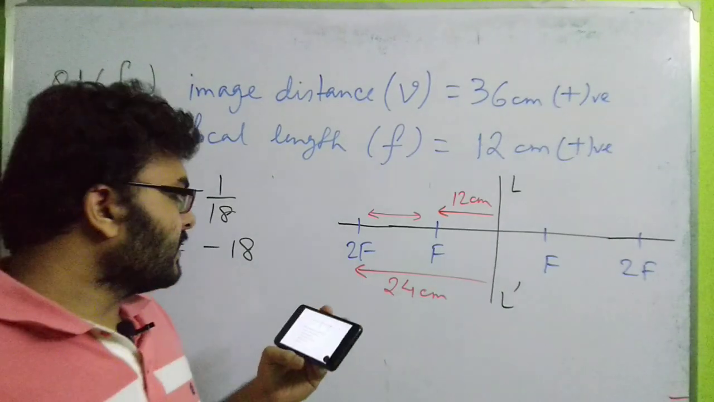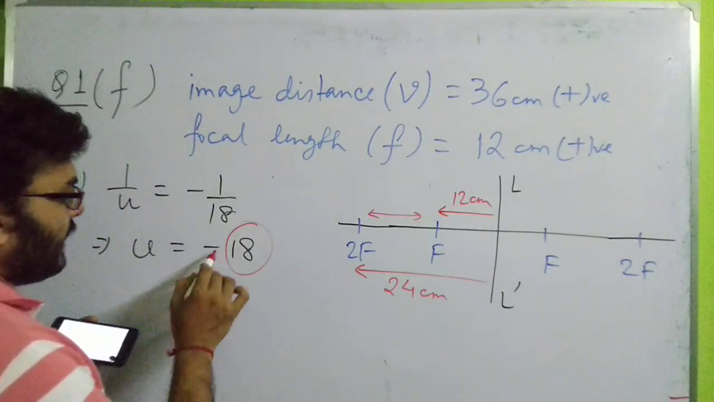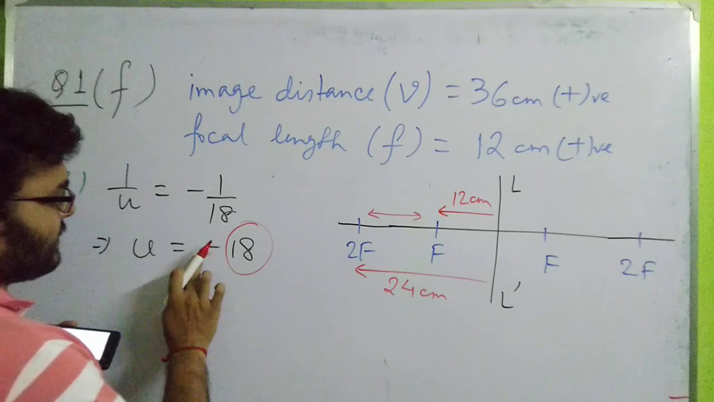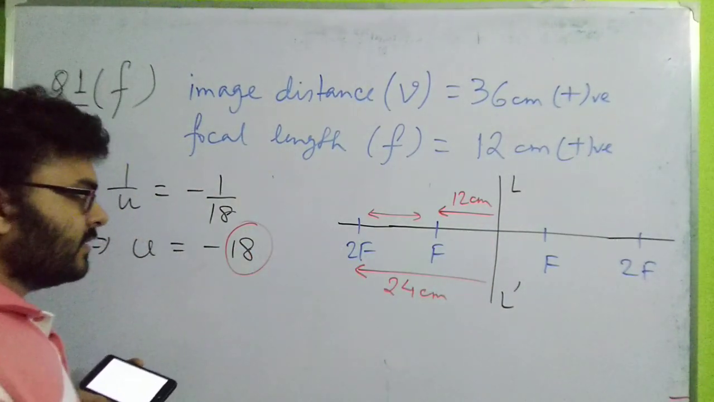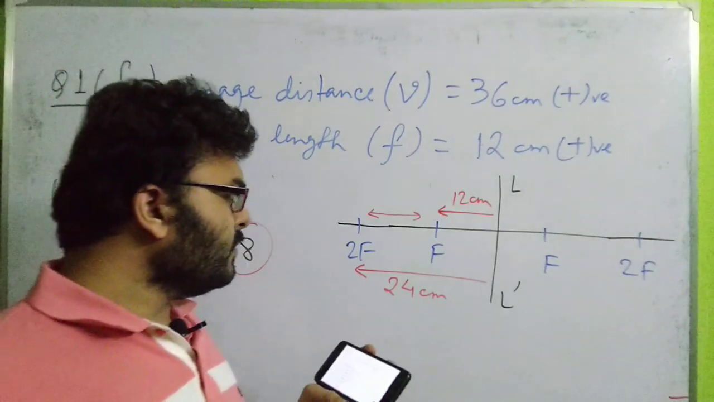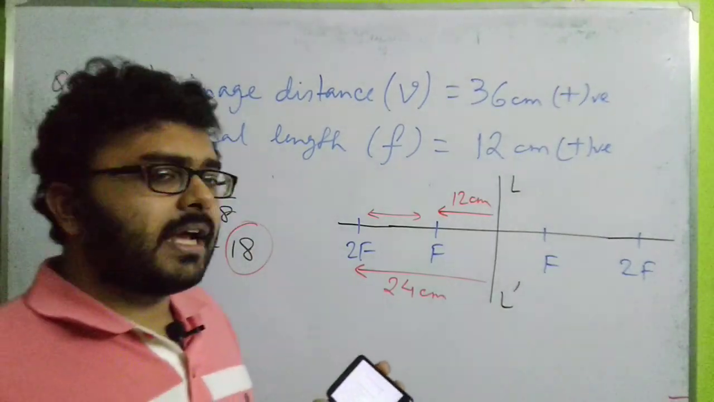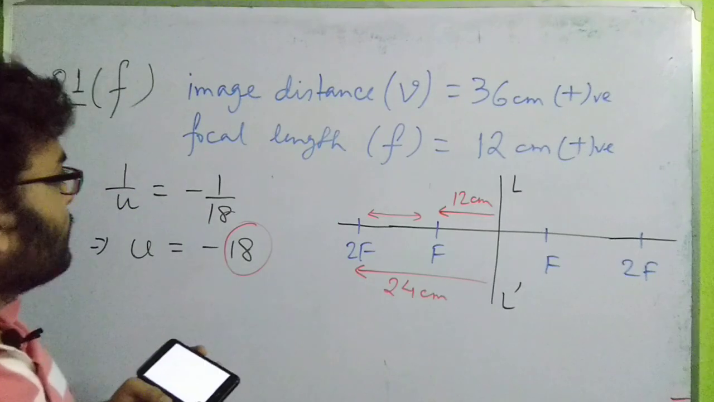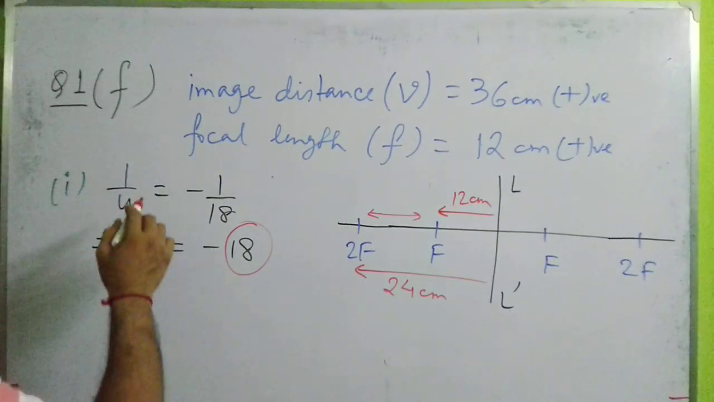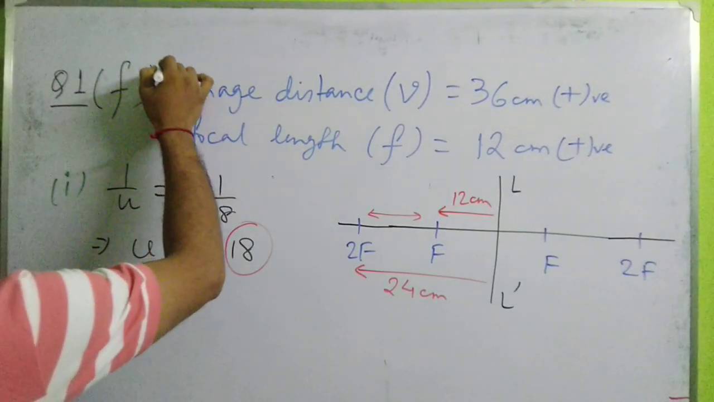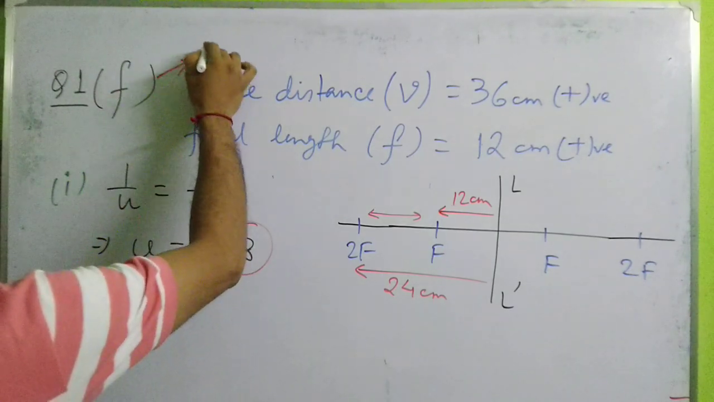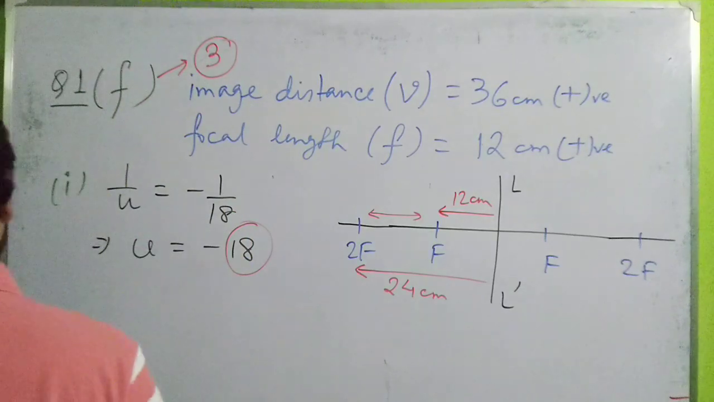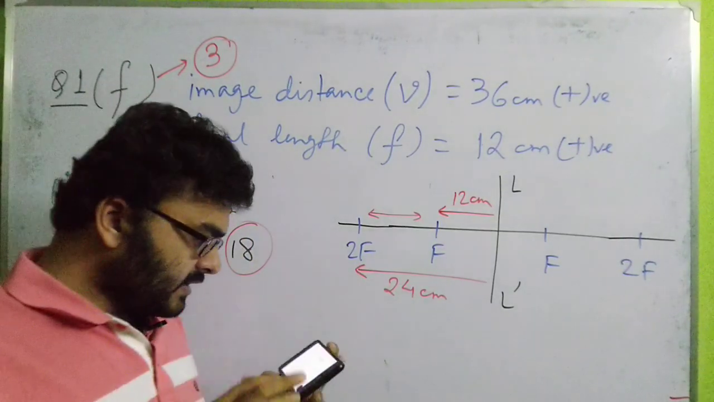The object distance is 18 centimeter. Why does the minus sign come? This is because the object is on the left hand side of the lens. So the object will be lying in between 12 centimeter and 24 centimeter. So question number 1F, the answer is option 3. Okay, so I think the problem is clear.